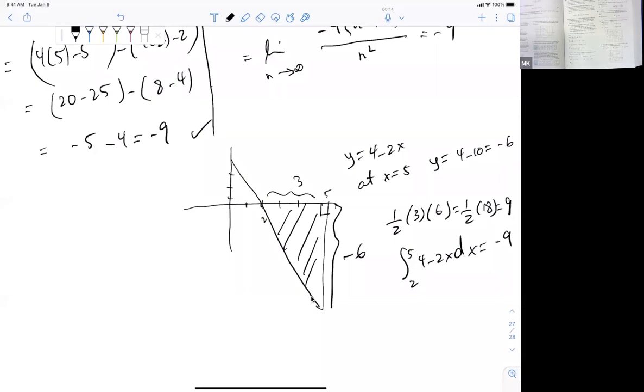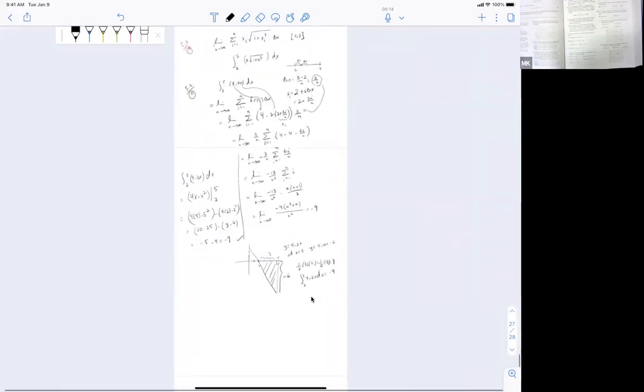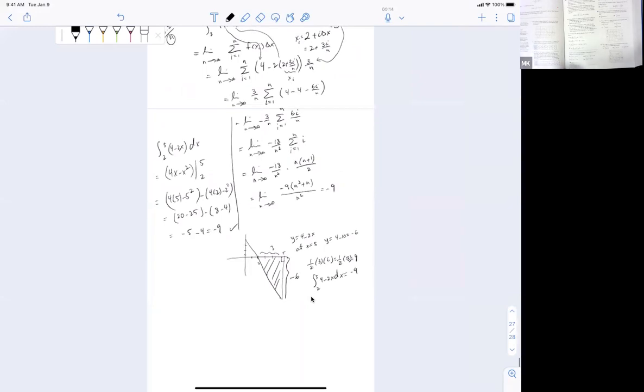So there are 3 different ways to get the same result. But of course, the problem wanted you to use the summation method for this one. So that's how you were to do this problem.